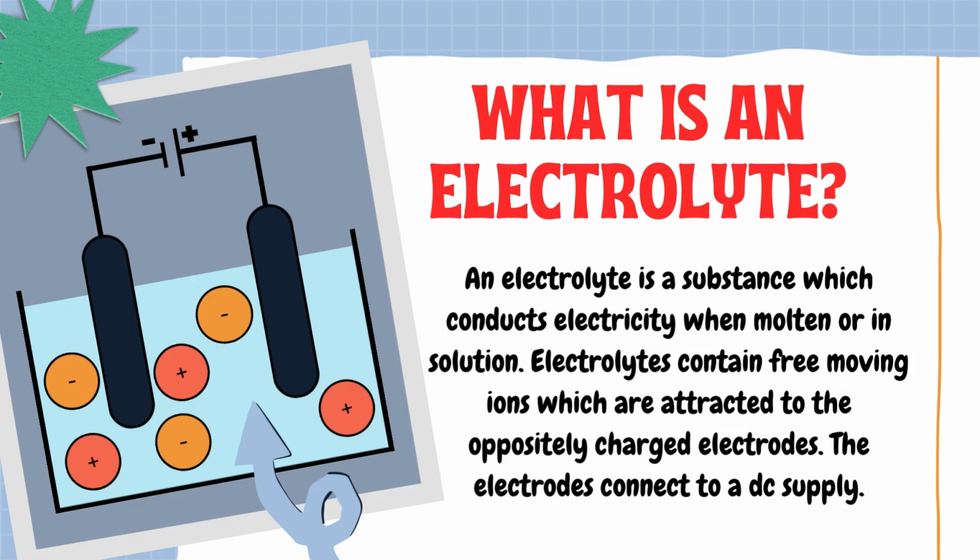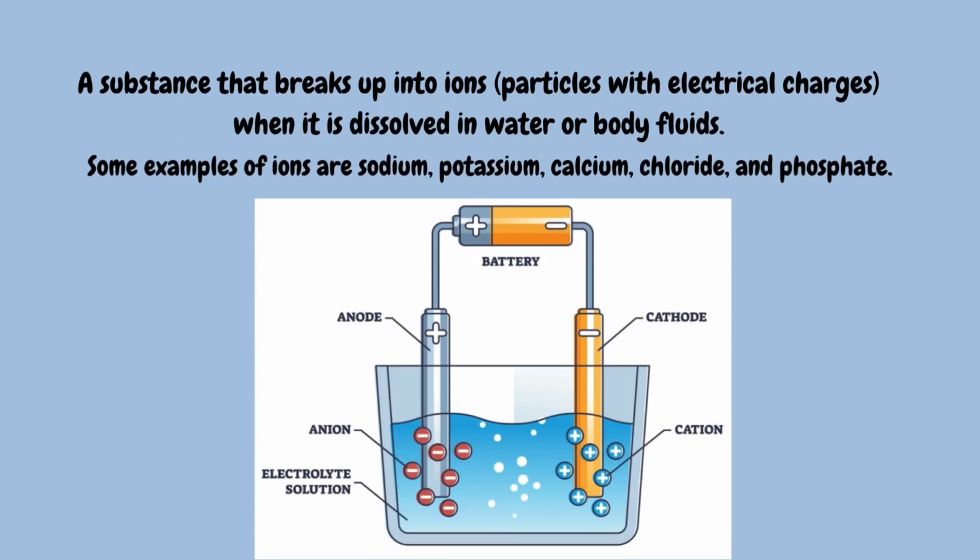The electrodes connect to a DC supply. So that means it's a substance that breaks up into ions when it's dissolved in water or body fluids. For example, the ions here are sodium, potassium, calcium, chloride, and phosphate.